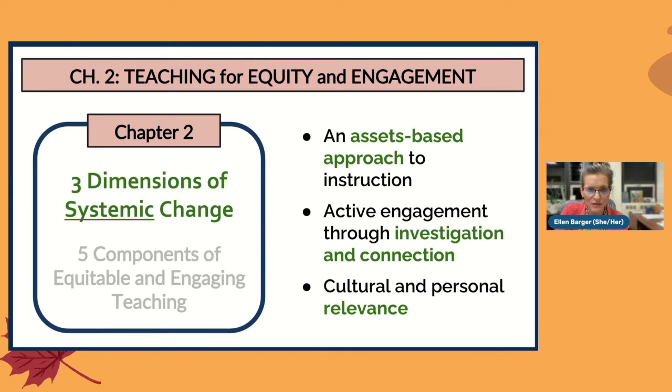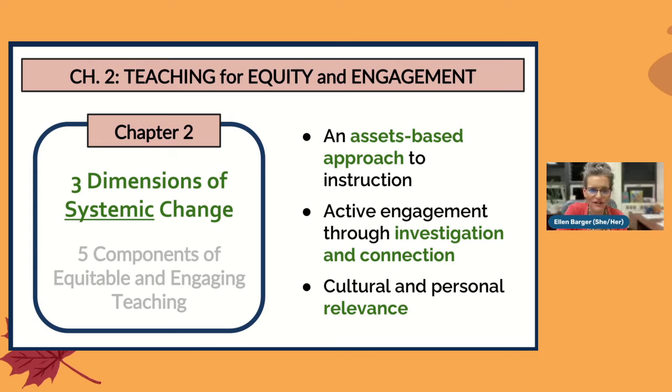And what's great about chapter 2 is people are like, I want to see what it looks like, though, with teachers and students in classrooms. I want to know what they're teaching. And so, what I would focus your attention on when you go into chapter 2 is the 3 dimensions of systemic change and the 5 components of equitable engaging teaching. These are the 3 components of systemic change. So, an assets based approach to instruction, active engagement through investigation and connection, and cultural and personal relevance.